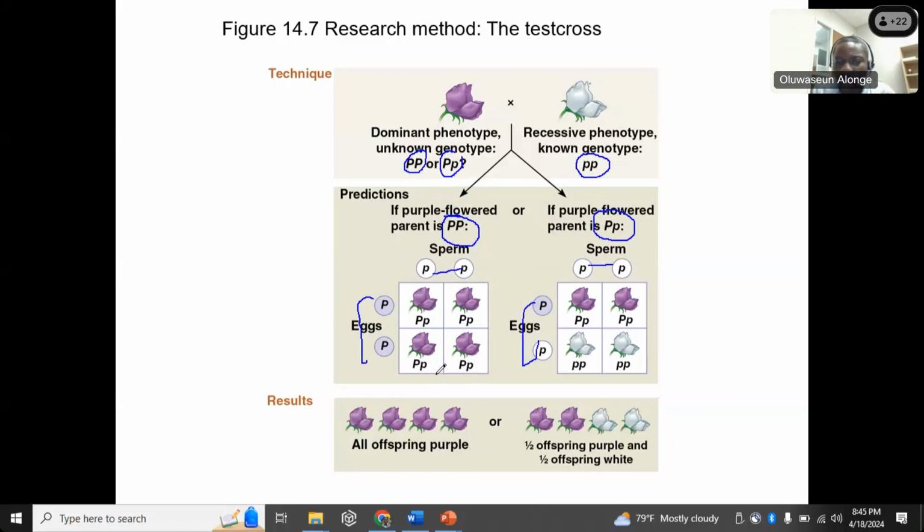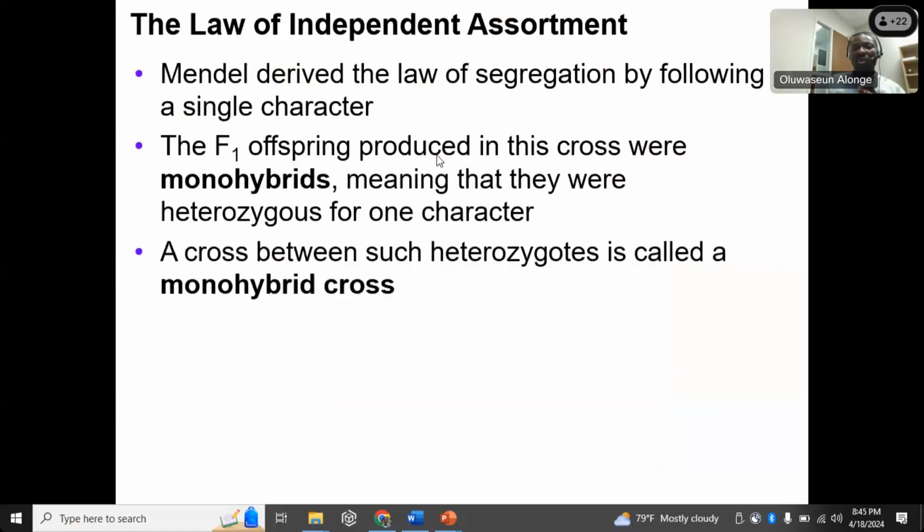Now, the end result is that all of the offspring on this side, because these are true breeding parents, end up purple. Phenotypically they are purple, but genotypically they are heterozygous purple. But here, of the offspring, two of them are heterozygous purple and two of them are homozygous purple. All right, so those are the scenarios, just to review. Mendel derived the law of segregation by following a single character.